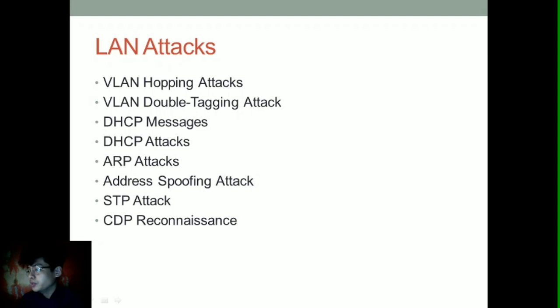And the next one is the VLAN double tagging attack. A threat actor in a specific situation could embed a hidden 802.1Q tag inside the frame that already has an 802.1Q tag. This tag allows the frame to go to a VLAN that the original 802.1Q tag did not specify.